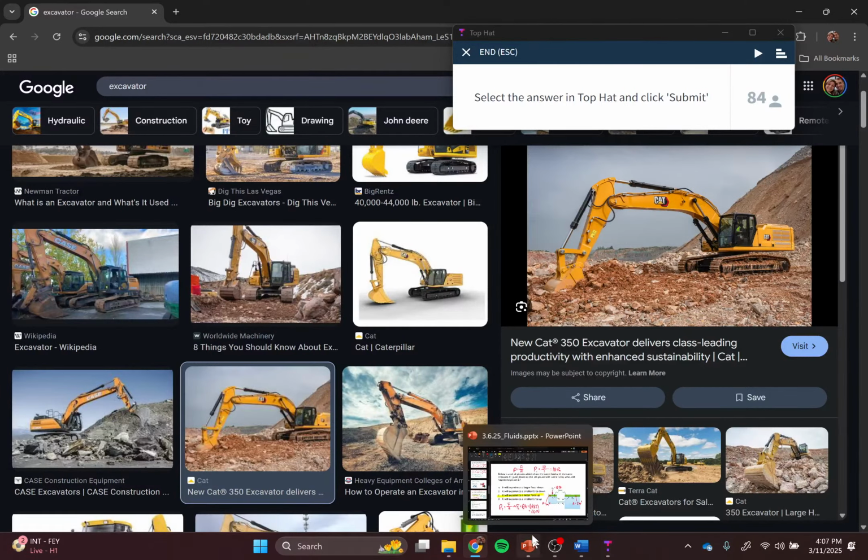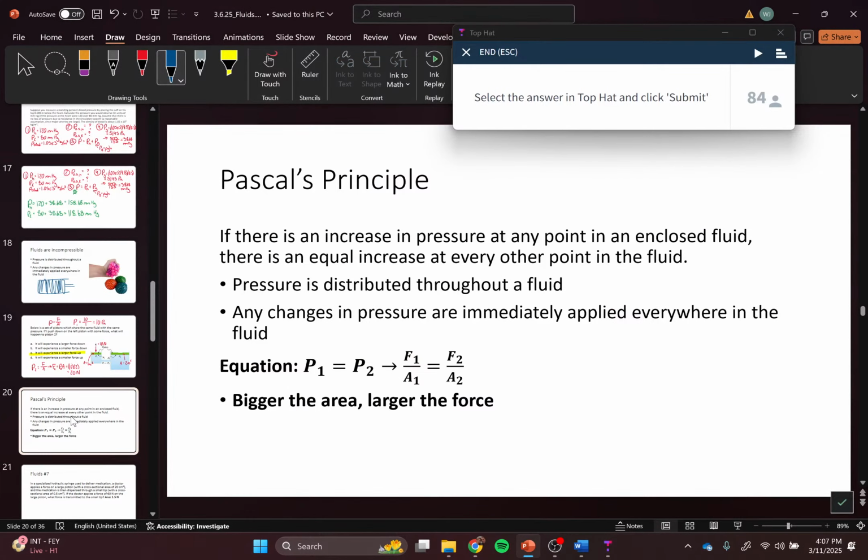And it's this simple equation right here. It's called Pascal's principle. The force over the area of one piston equals the force over the area of the other. And you can get how much the force gets multiplied. That's what we just did. Pressure equals force over area. If the pressures are the same, you set them equal to each other. Done. And you do some math. Bigger the area, larger the force. Pressure equals force over area. That's just the definition.